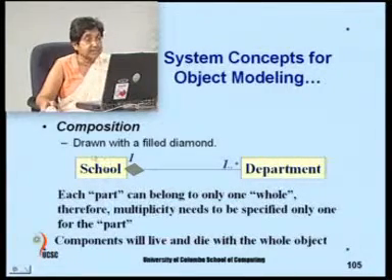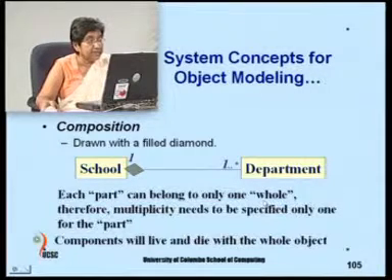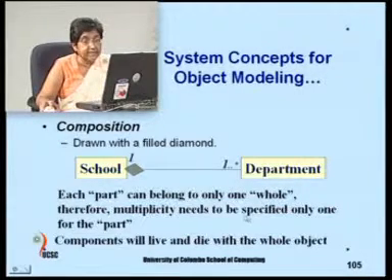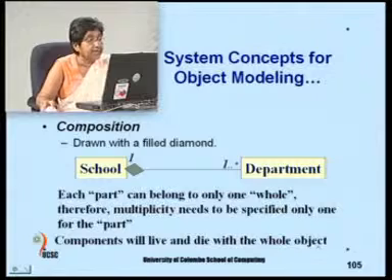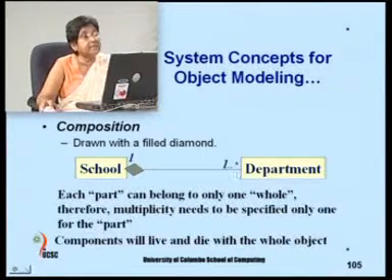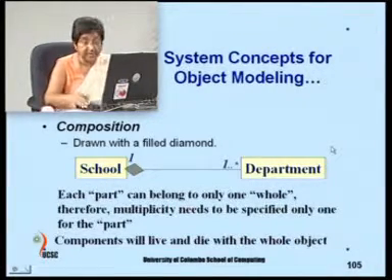Composition has been shown here, school and department. Each part can belong to only one whole. Therefore, multiplicity needs to be specified, only one for the part. Components will live and die with the whole object. So if the school dies, then all the departments also will die with it.